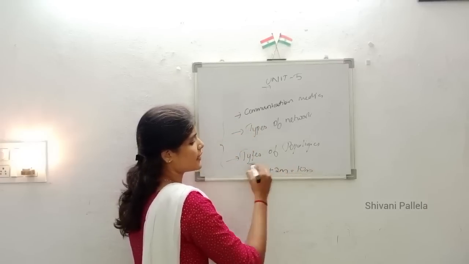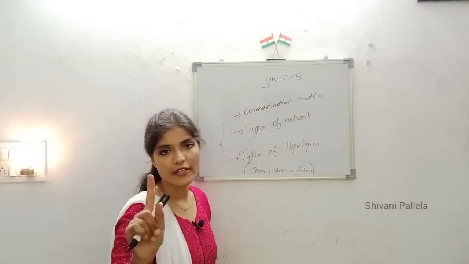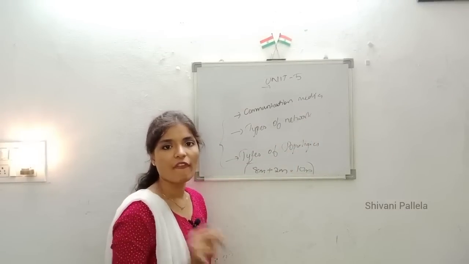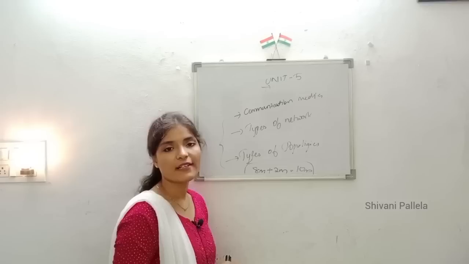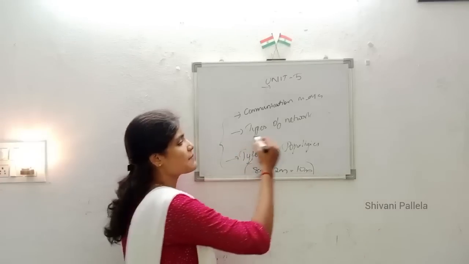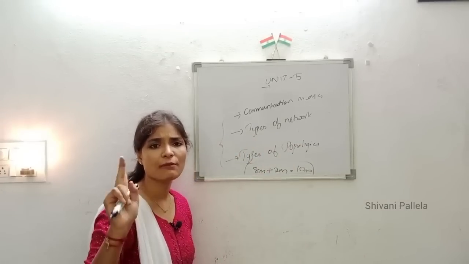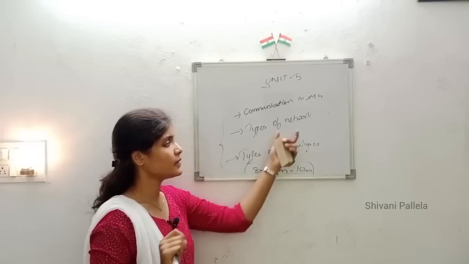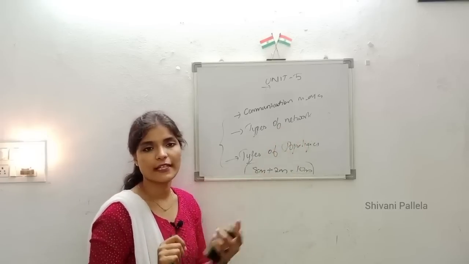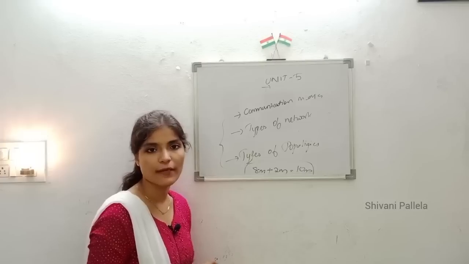Communication media, you will have wired media and wireless media. Wi-Fi is a wireless media, that you will explain in this. Types of networks. How many types of networks will you have? LAN, MAN, WAN. You need to explain each. LAN means what? Local area network. In that local area network, what are the advantages and disadvantages you are having?